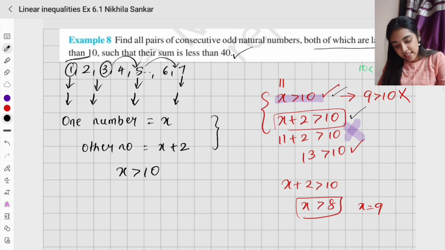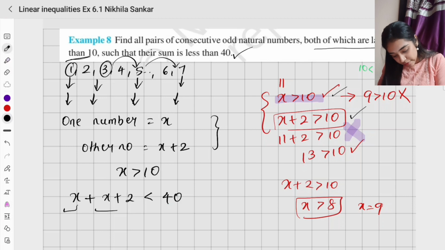First one is seen. Such that their sum is less than 40. Sum of the two numbers is less than 40. So what is my other equation? x plus x plus 2 is less than 40. Sum of the two numbers is less than 40. Less than or equal to, or less than, let us check.